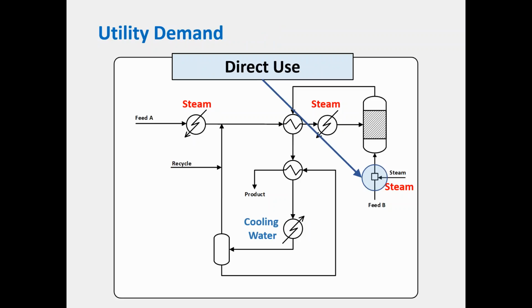In this particular case here, we have steam being injected directly into the process stream, and so this is what we call direct use of utility. Okay, so this is an example where you're actually mixing in your utility in order to provide heat. There may be some other process requirement why you need to do that, but that is direct use of utility to provide heat in this case.